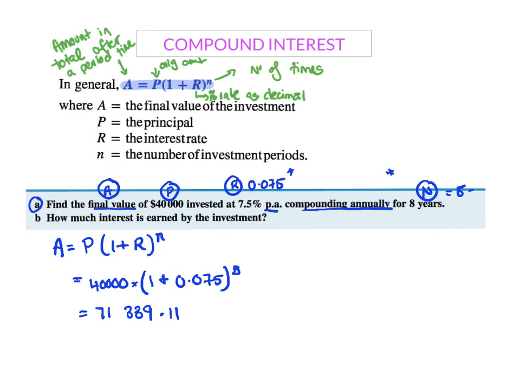Okay, so when I do that on the calculator, I get 71339.11. When I'm talking about money, I'm always just doing 2 decimal places because of its cents. You go to the nearest cent. So that's why I'm rounding it, even though they don't.